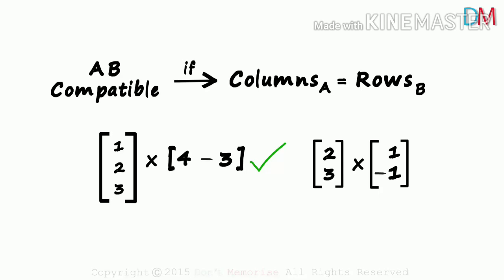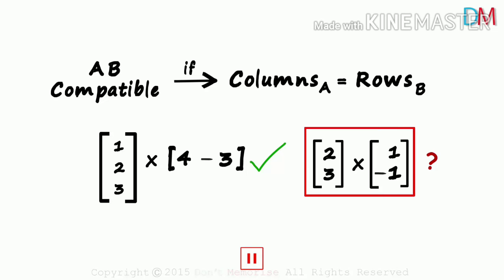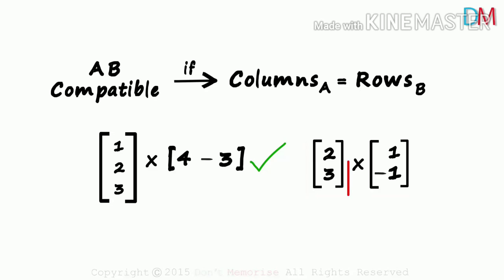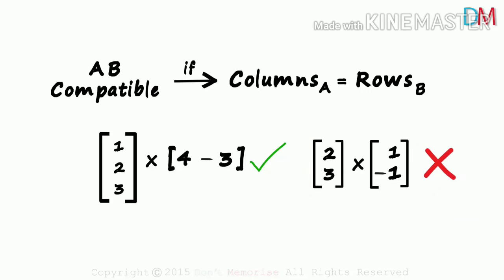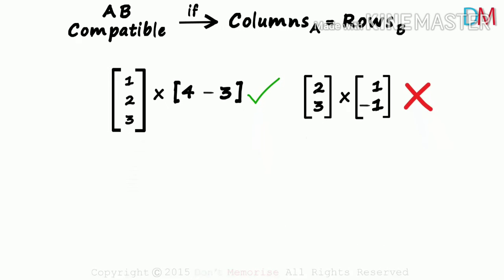I encourage you to pause the video and check if this multiplication is possible or not. For this to be possible, the number of columns in the first matrix has to be equal to the number of rows in the second matrix. The first matrix has one column and the second matrix has two rows. As 1 is not equal to 2, this multiplication is not possible. Remember the simple rule. The number of columns in the first matrix should be equal to the number of rows in the second. Keeping that in mind, I want you to complete the next sentence.